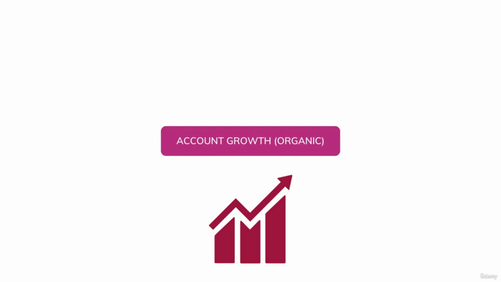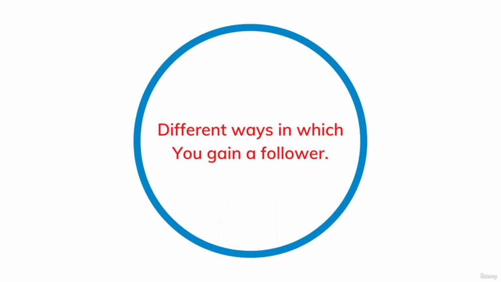To begin with, in order to grow your Instagram account, the first thing that you should understand is the different ways in which you are going to gain a follower. After identifying the different ways in which you gain a follower, we will be creating our strategies of growth around them. You can see that I've put a blue circle around the different ways in which you gain a follower. That blue circle symbolizes that we have to create our strategies around the different ways in which you're going to gain a follower, because that is the best place where you can grow your Instagram account.